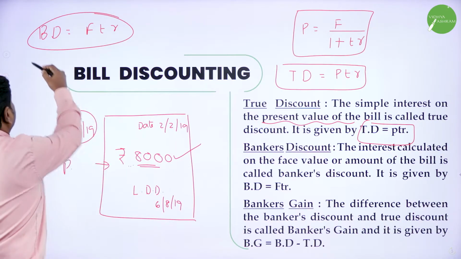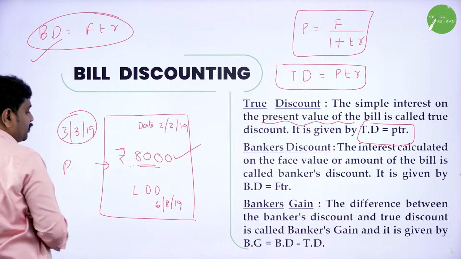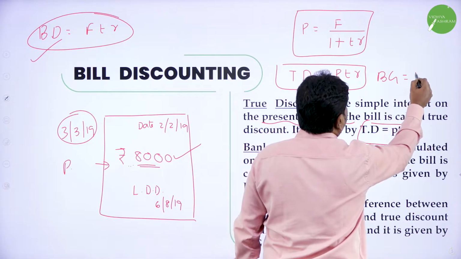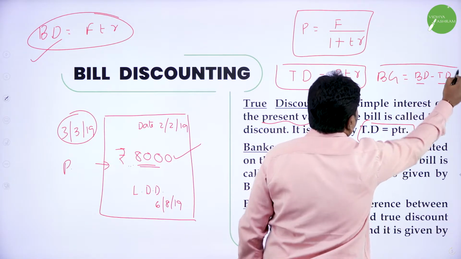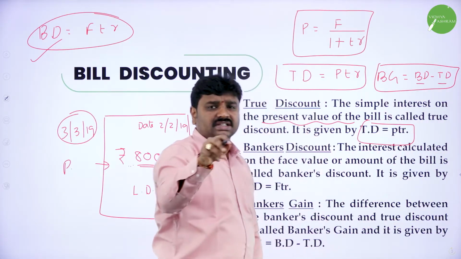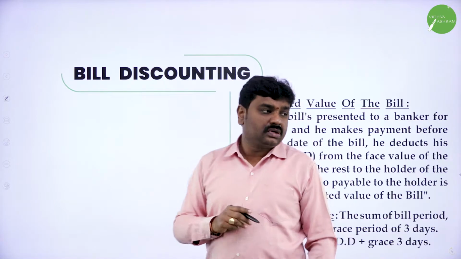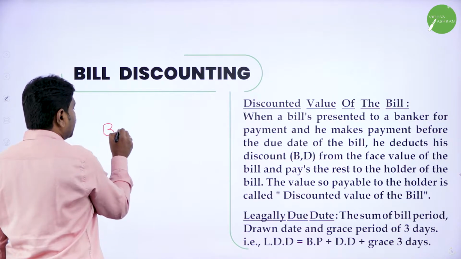So banker's discount is FTR, so that he'll get a gain, that we call banker's gain. Banker's gain is what? Banker's discount minus true discount. He'll discount a little more than true discount, means he is calculating interest also on what? Face value.